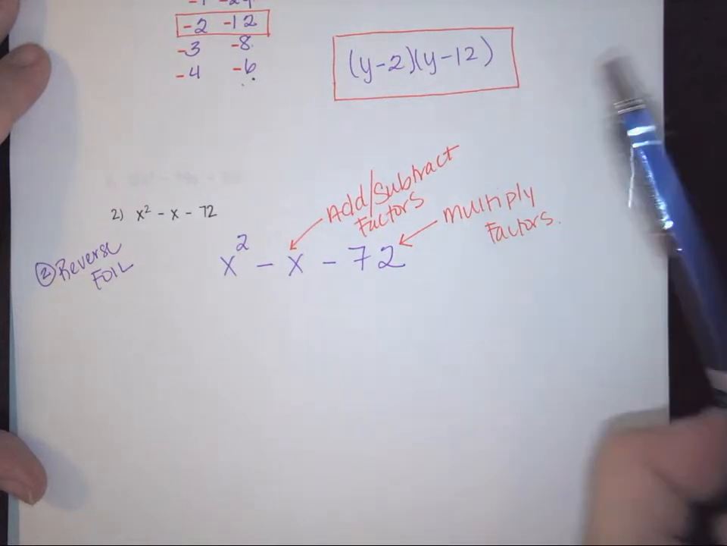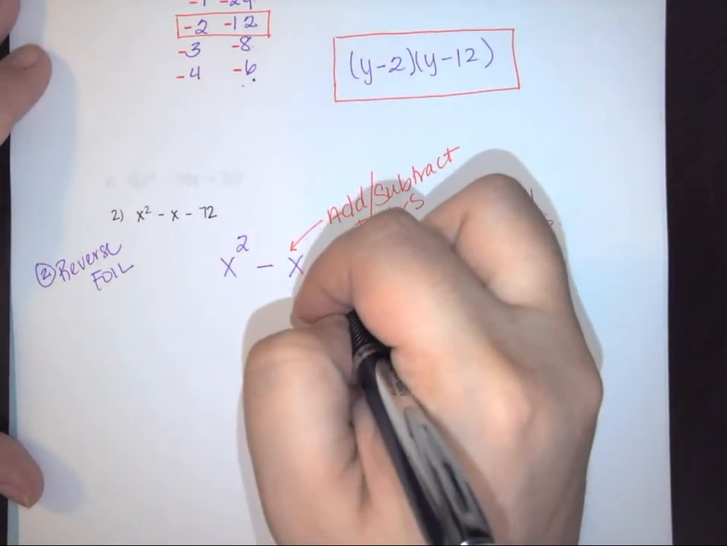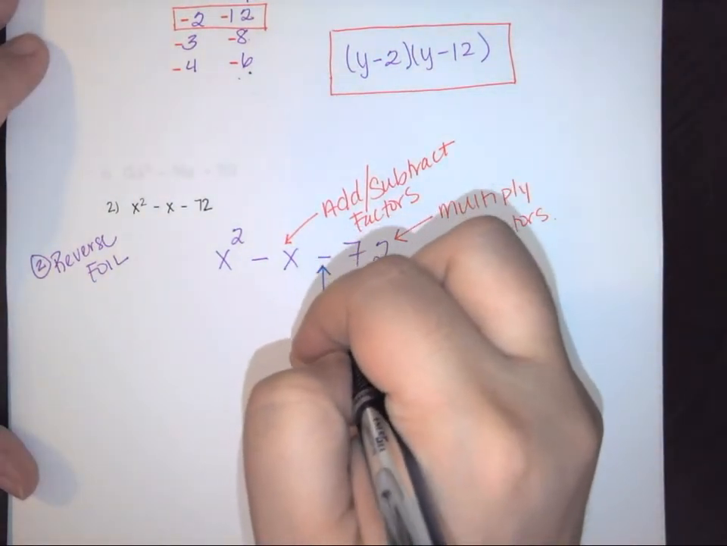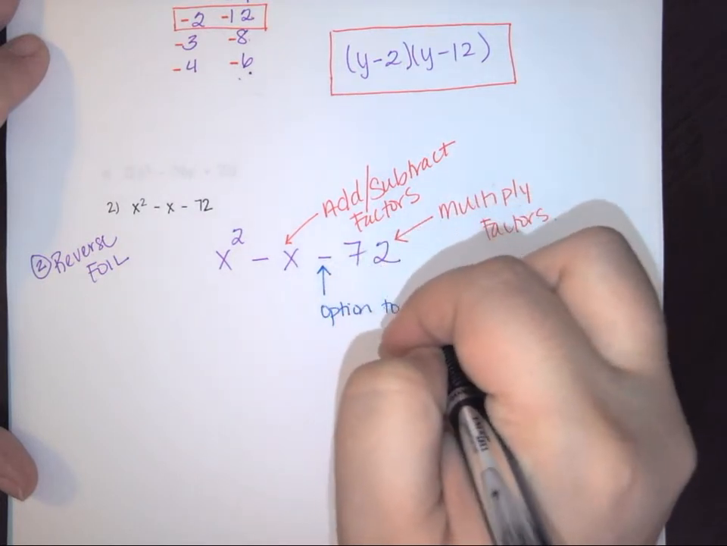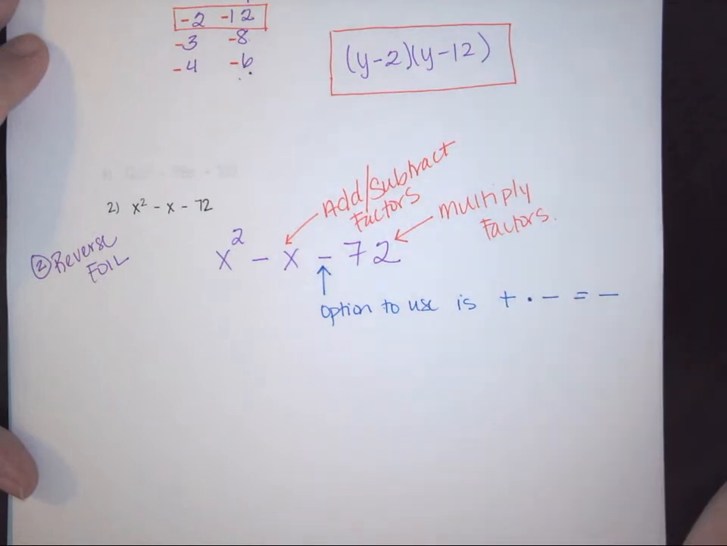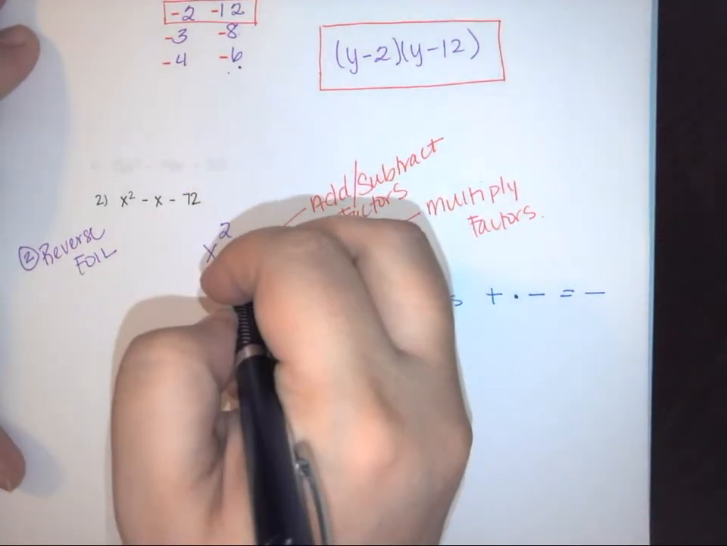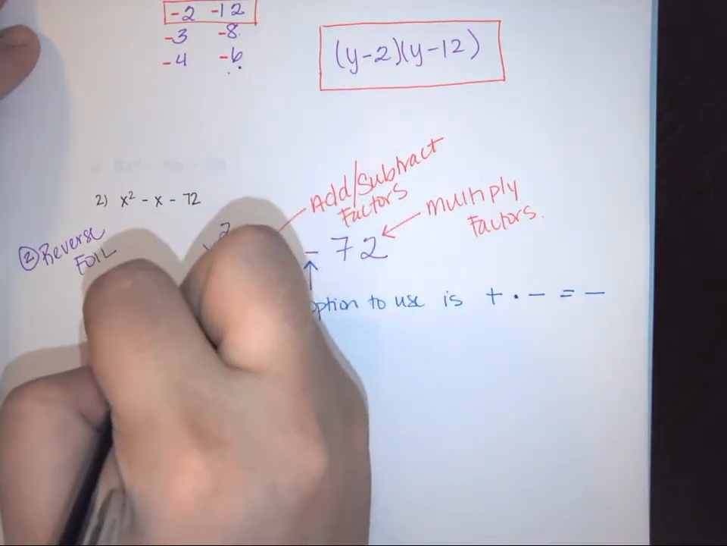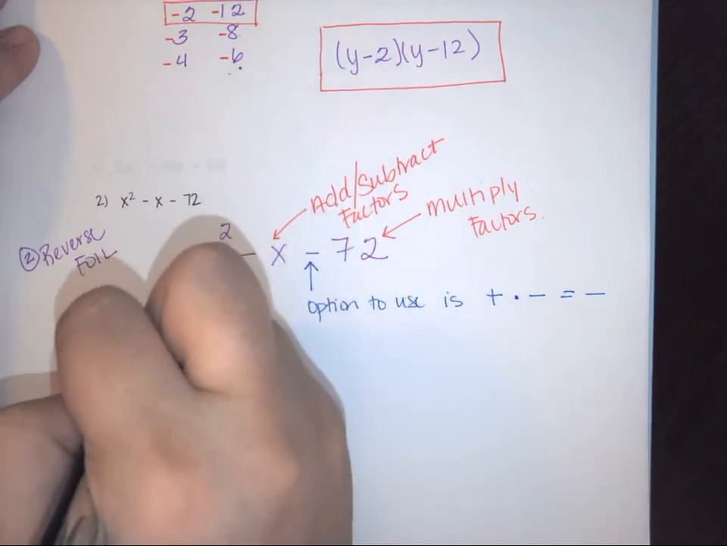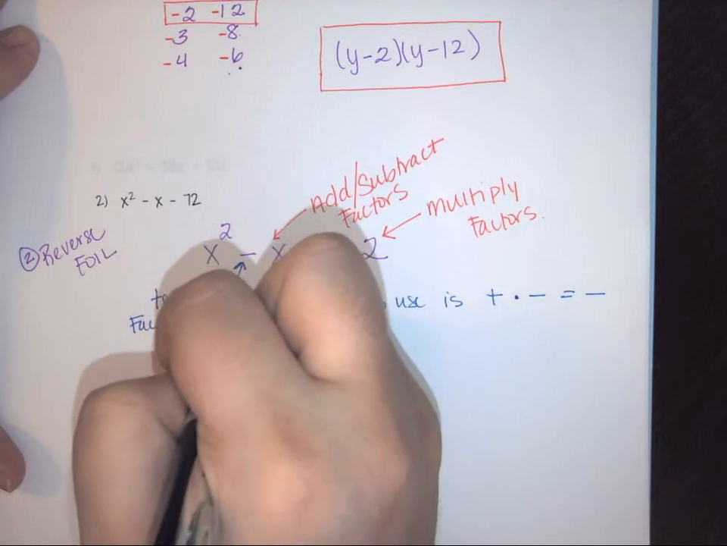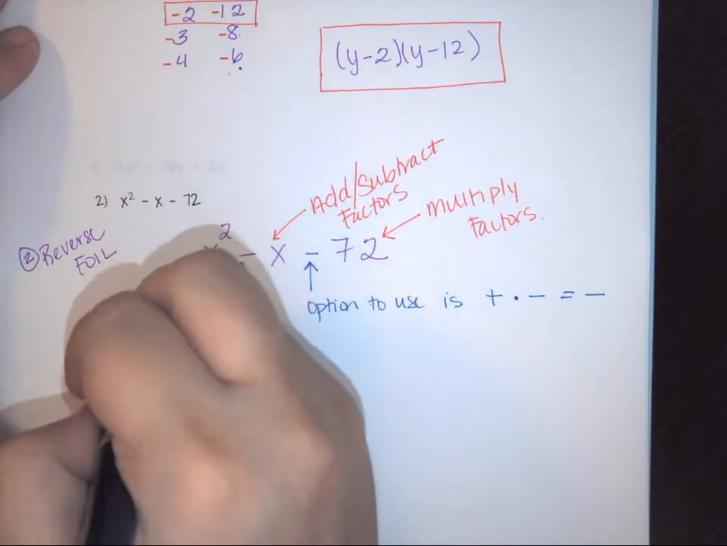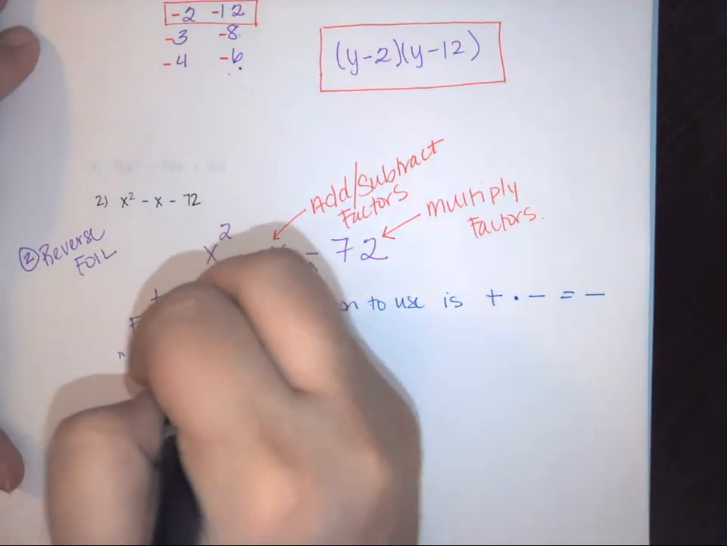Now the other thing that I have to remember is, what does this sign mean? Well, because this is negative, this is telling me that the option to use is positive times negative equals negative. This sign here is going to tell me which factor is negative. So again, because my B term is negative, in other words, what it means is that I'm looking for the bigger factor.